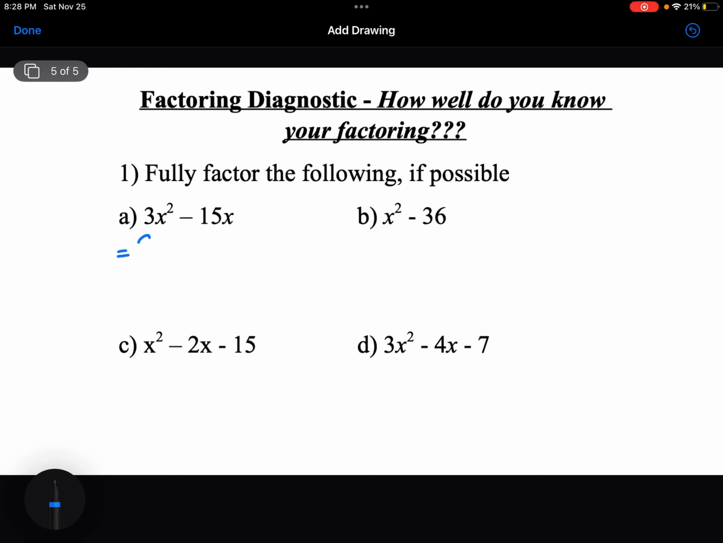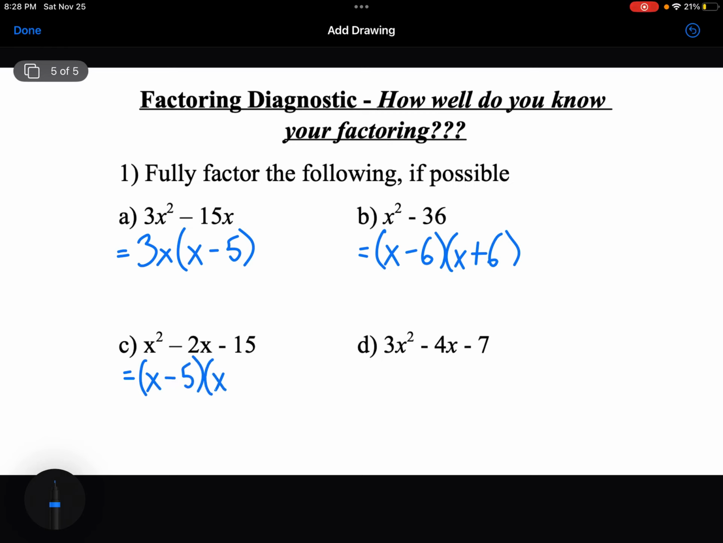So this first one, we're just going to factor out 3x and get x minus 5. The second one is a difference of squares, so it's going to be x minus 6, x plus 6. Third one, we need two numbers that multiply to negative 15 and add to negative 2. We're going to get x minus 5 and x plus 3. And then finally, this one's a little harder. We have to get our 3x here. We get our x there. And now we're going to have minus 7 plus 1.